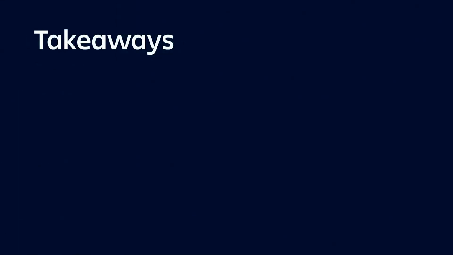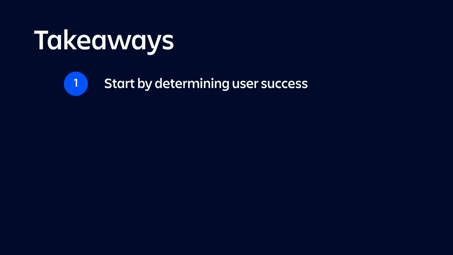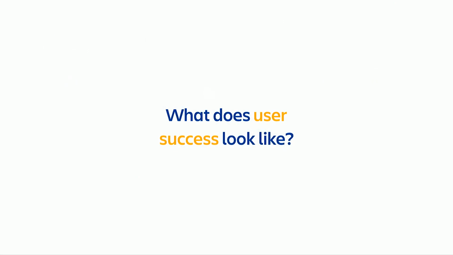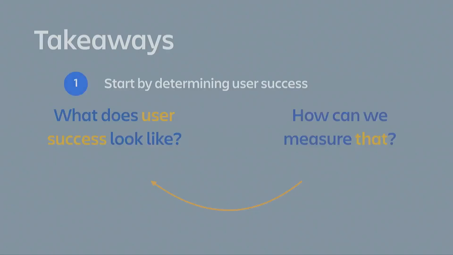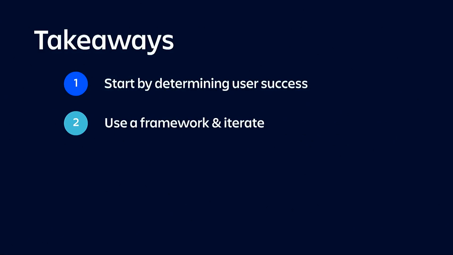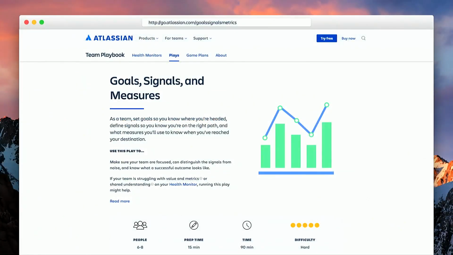So to summarize, start by determining user success. Measuring the right thing means asking two questions. What does user success look like? And then how can we measure that? To answer these questions, use a framework like the goals, signals, and metrics that will force you to start with the user.